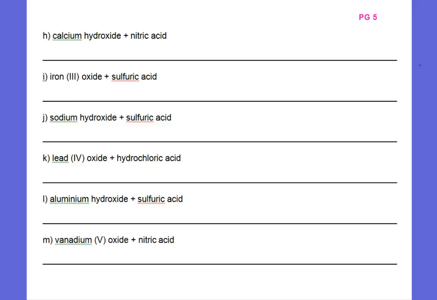Same thing here. Here's some more equations, this time with basic oxides reacting with acids. Please have a go at these. Pause the video and have a go at them. Particularly focus on the ones that have transition metal ions in them. They can be quite challenging.